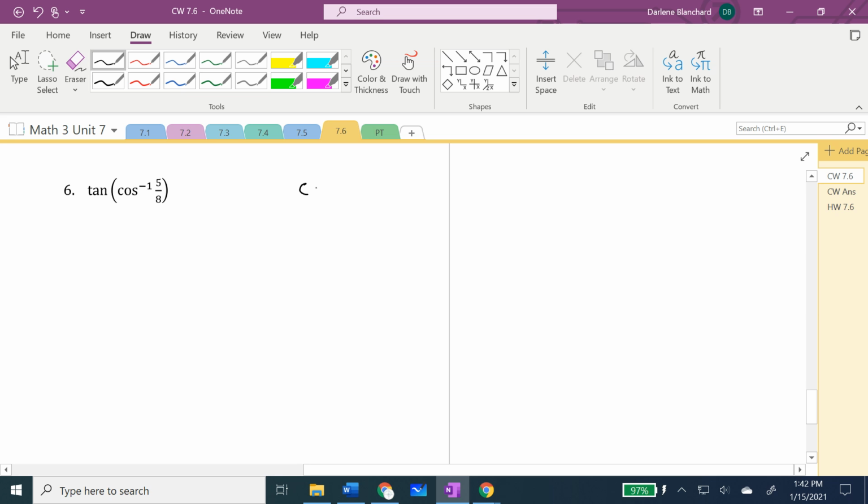Inverse cosine. The answer to an inverse cosine is an angle. I need to know the quadrants that inverse cosine uses. Do you remember that inverse cosine only gives me angles from 0 to pi? We learned that yesterday. So I'm only going to look at quadrants 1 and 2.